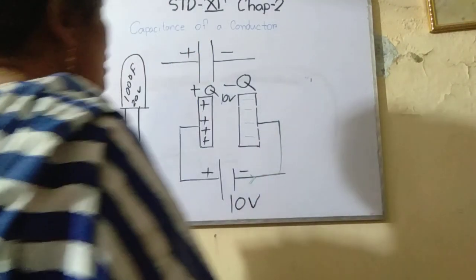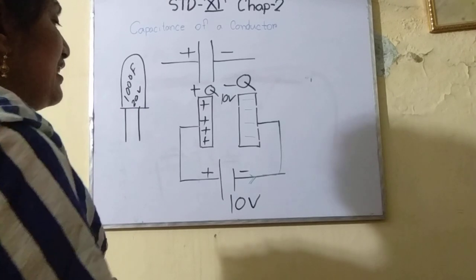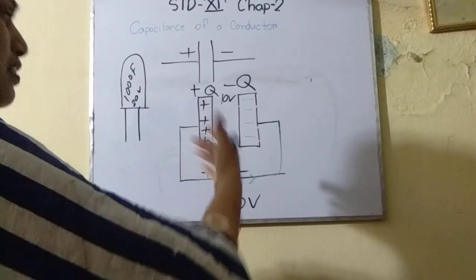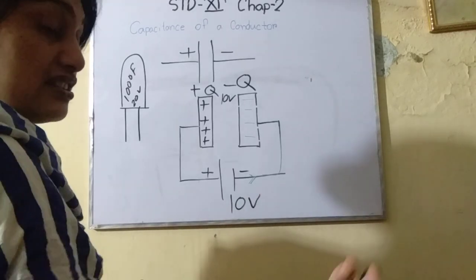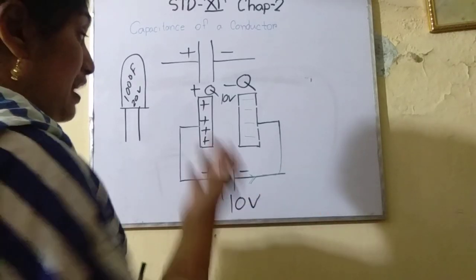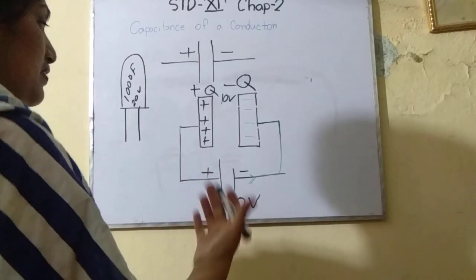So in this way, one plate is positively charged and another plate is negatively charged, and at a later time we can use this stored charge for any purpose. I have told you that a capacitor is used in the motherboard. That means for further use we require this capacitor.